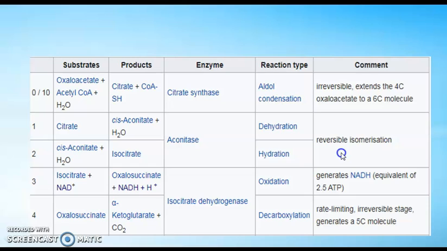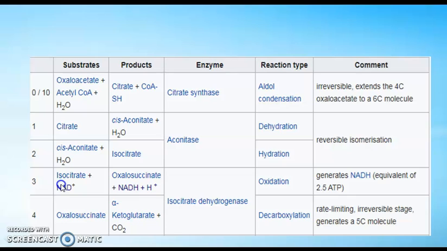And it is a reversible isomerization. It can be reverted at any time. Again, this cis-aconitate, by the removal of the water, it can be, with the help of the same enzyme aconitase, now a hydration reaction, converted to isocitrate. And this is also a reversible isomerization. So citrate to cis-aconitate, then to isocitrate.